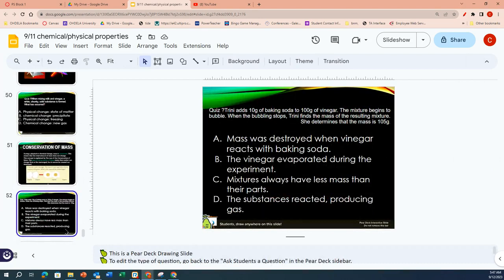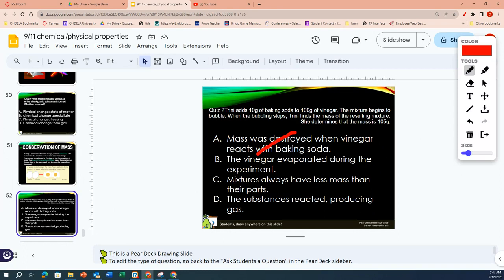So, quiz question: Trinity adds 10 grams of baking soda to 100 grams of vinegar. The mixture begins to bubble. When bubbling stops, Trinity finds that the mass of the resulting mixture is 105. So it doesn't look like it's following the law of conservation of mass, and we might think that mass is destroyed, but that's never the case. Mixtures always have less mass? That is never the case. The vinegar evaporated? No, it wasn't that. The reason it follows the conservation of mass is that the substances reacted, producing gas. If we had collected the gas, we would have the same 110 grams. It's just that the gas was released into the air.